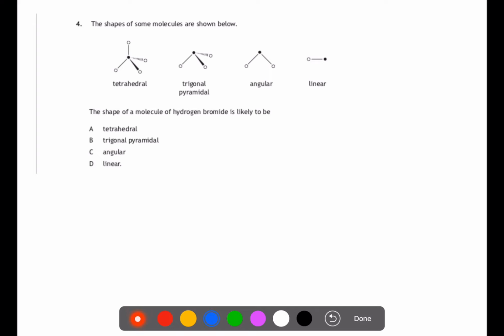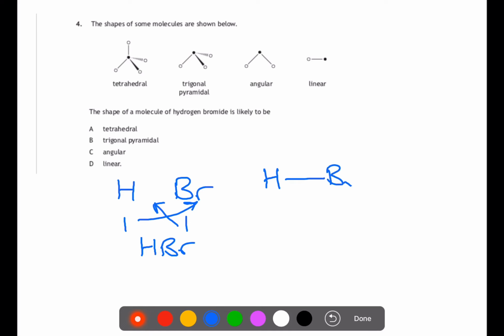So we're trying to find the shape of a molecule of hydrogen bromide. So if we write out the formula for hydrogen bromide, if we start with the 2 elements, write their valencies underneath and cross them over, the formula is HBr. So for this we have 1 H atom joined to a Br. So this is closest to a linear arrangement.